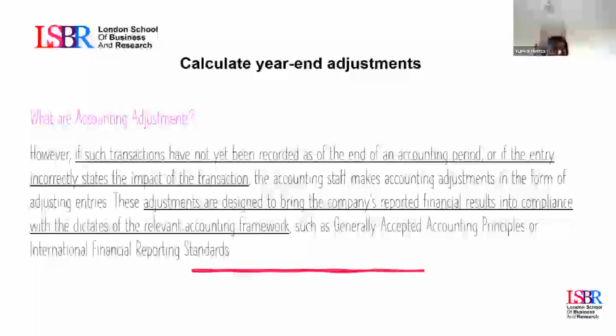So adjustments also mean that these are transactions that have not been recorded at the end of the accounting period, or incorrectly stated, that impact the whole transaction. Let's think, if we didn't do this adjustment, we cannot show the reality of the company at the end of the period. And also we can think that we need to create this adjustment in order to comply with a certain framework, normally an accounting framework, for example, generally accepted accounting principles or international financial reporting standards.